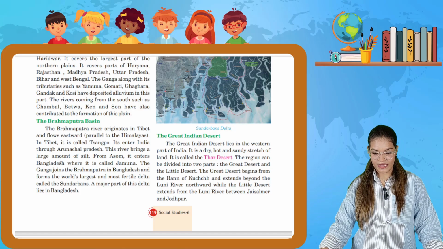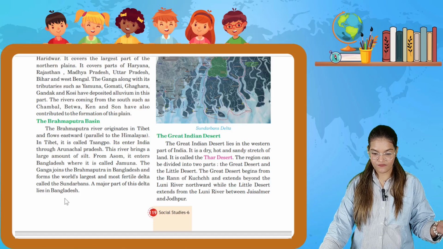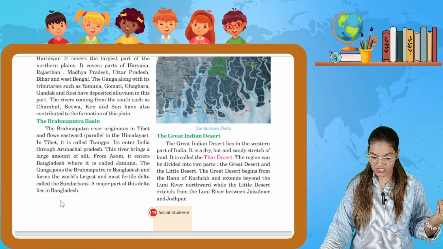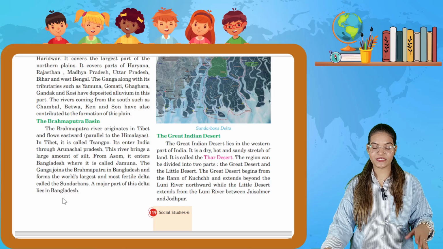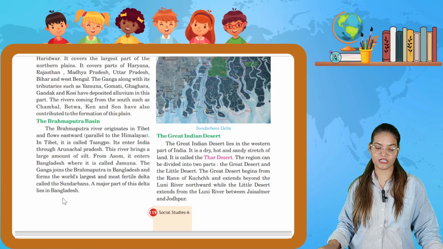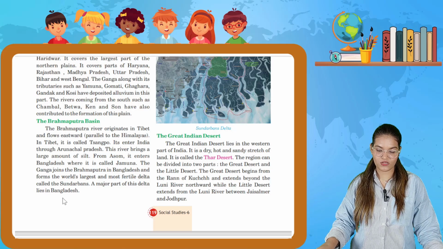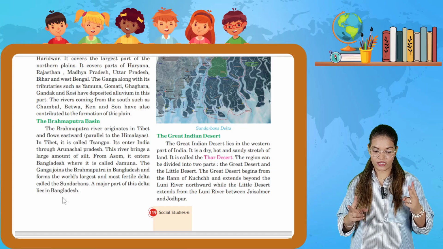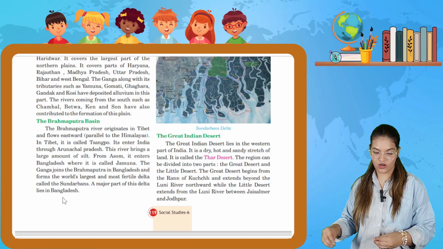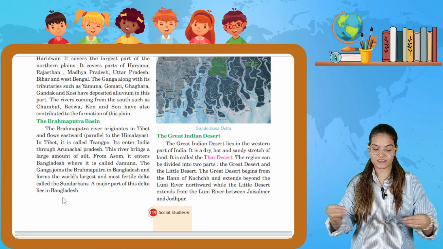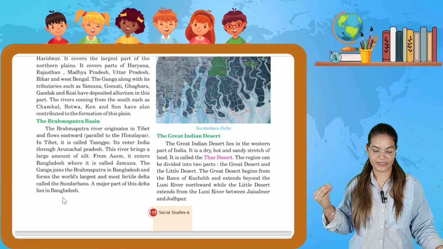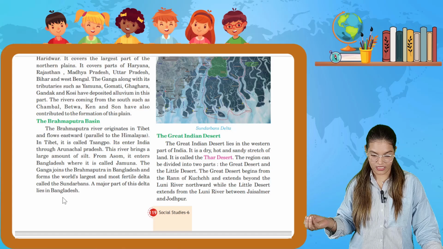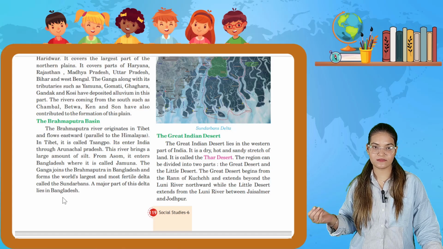From Assam, it enters Bangladesh, where it is called Jamuna. The Ganga joins the Brahmaputra in Bangladesh and forms the world's largest, most fertile delta called the Sundarbans. दो rivers join हो गई, and it forms the largest and most fertile delta called the Sundarbans. A major part of this delta lies in Bangladesh.